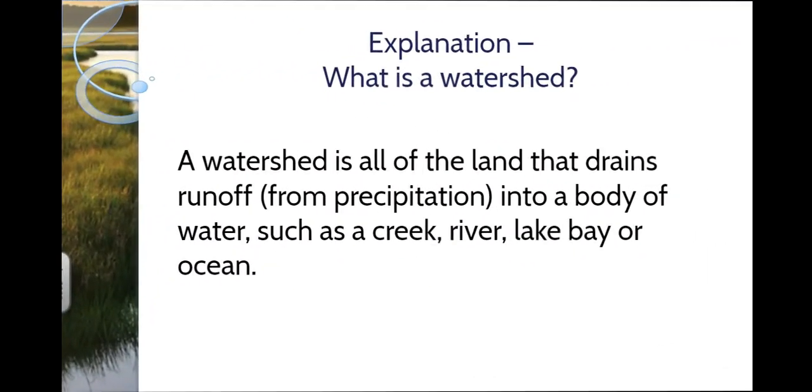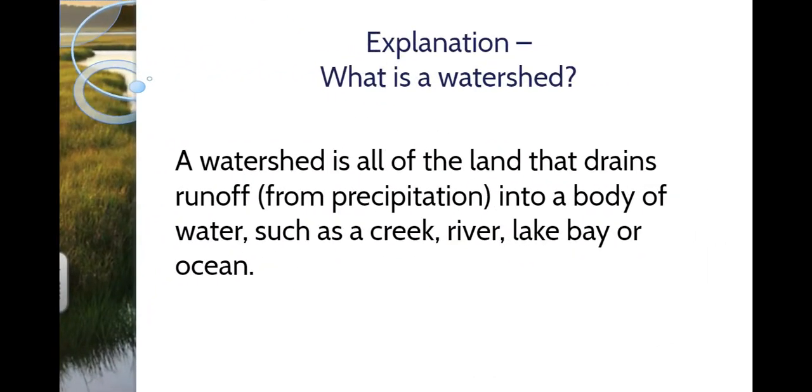And the explanation of what a watershed is. So, like we said earlier, a watershed is all of the land that drains runoff from precipitation into the body of water, such as a creek, river, lake, or bay.